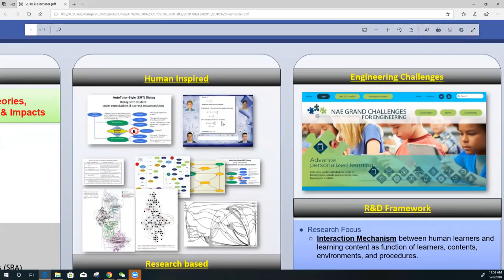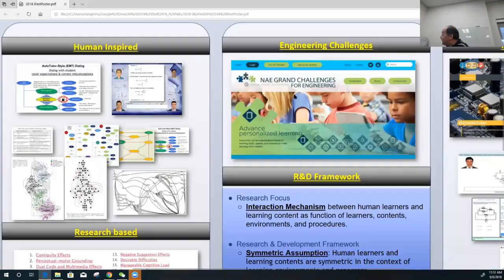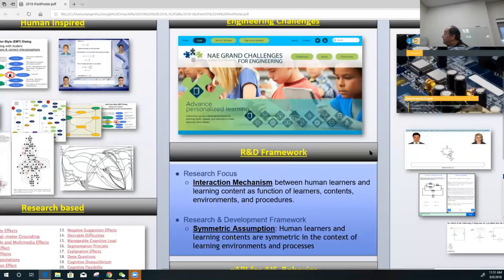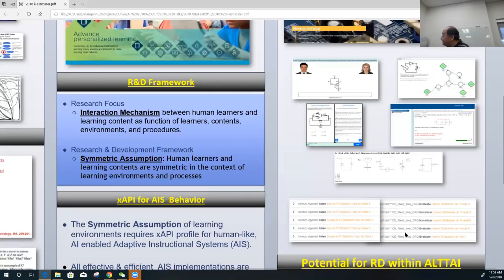All the interactions over there, including clicks and everything, are logged into the system from the learner's perspective, and everything goes into the xAPI statement with the system as the subject.